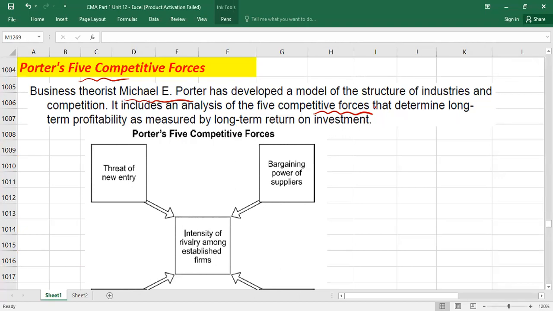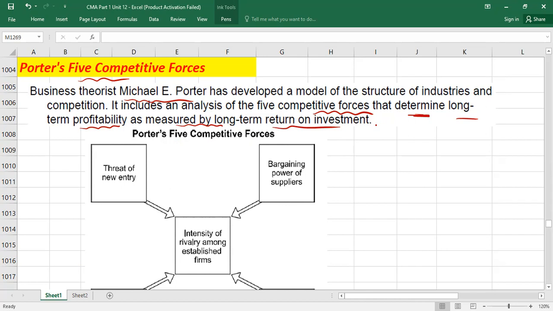And if you analyze these five factors, these factors will help you to determine long-term profitability as measured by long-term return on investment. In simple words, I can simply say, for example, if you want to invest anywhere, or if you want to enter into a new market, or maybe you want to launch a new product, right or wrong, whatever decision you want to take, you want to see, is this decision profitable for you in the long term or not, right or wrong?